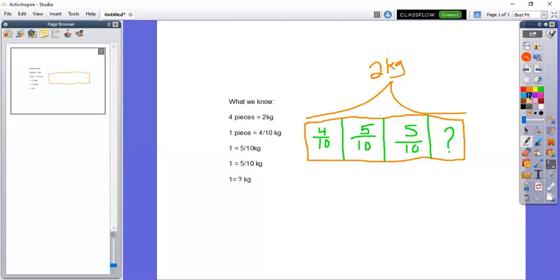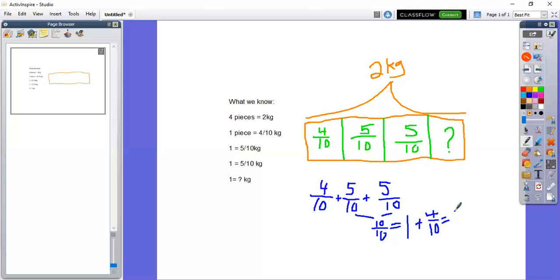So the way we're going to do it is, let's add these 3 that we know up together. So 4/10, we're going to add 2 at a time, plus 5/10, plus 5/10. So if we think back to when we were adding more than 2 fractions and combining 2 of them to add at once, remember when adding, we don't need to go in order. So I think adding 5 plus 5 is the easiest because that gives us 10. So we have 10 tenths. And 10 tenths is also equal to 1. So now we have 1 plus 4 tenths. So we know that these 3 together are equal to 1 whole and 4 tenths kilograms.